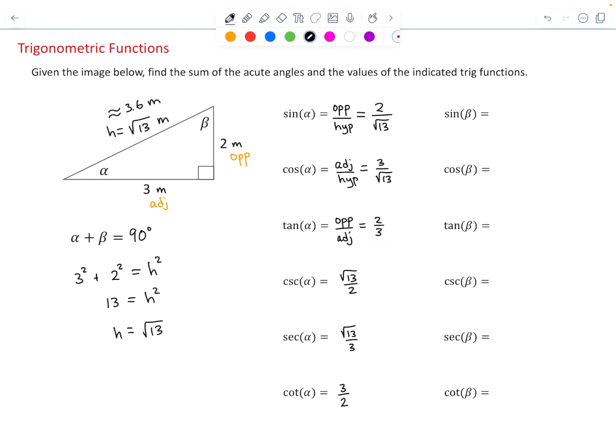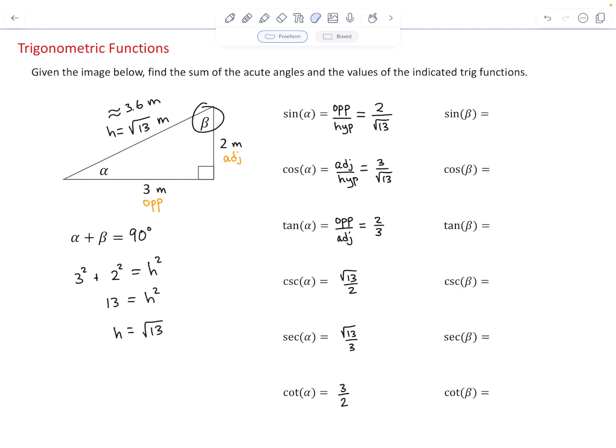Now let's shift our focus to the last column, which are the 6 trig functions, but this time the argument will be beta, and beta is in this position. Now relative to beta, the roles of opposite and adjacent will switch. 2 meters will no longer be the opposite, 3 meters will be the opposite, and 2 meters will now be the adjacent. The role of the hypotenuse stays the same.